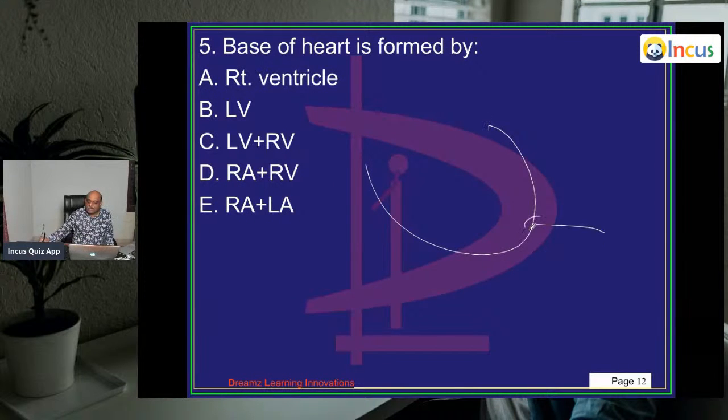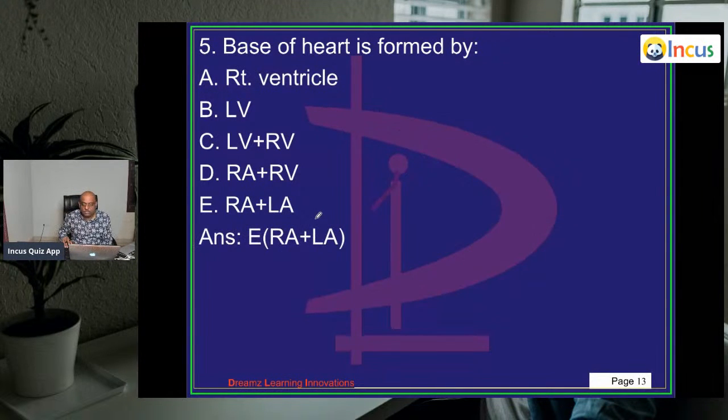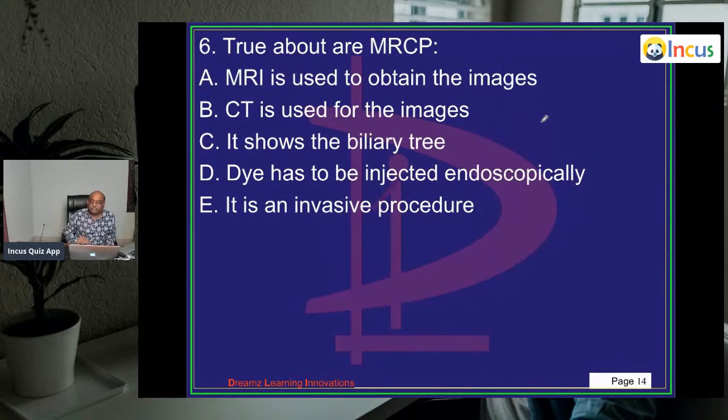The heart has an apex. The heart is having a base. So what are the structures that form the base of the heart is a very, very important question. So both right atrium and left atrium typically form the base of the heart, as you all know very well. So this is one of the favorite questions in radiology. Left border, right border, base and apex of the heart. What constitutes them is a very important question.